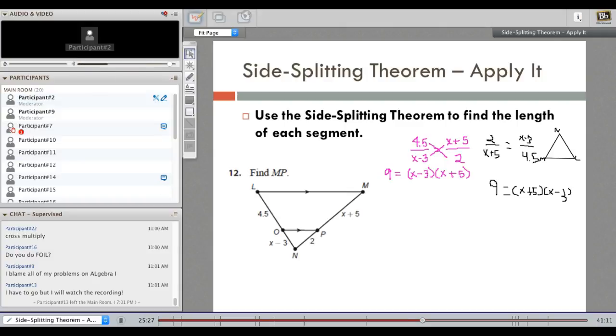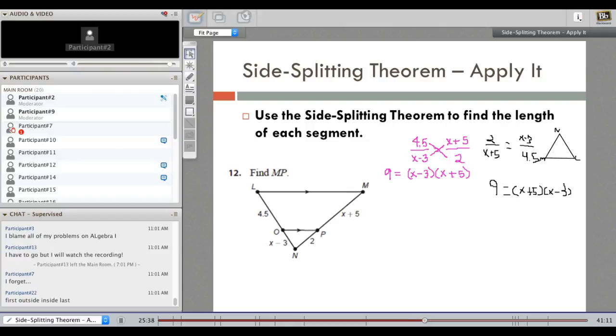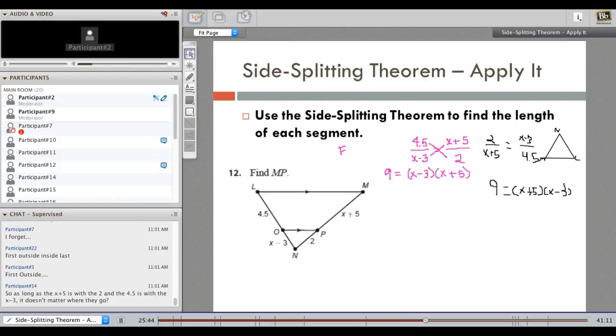Okay. So FOIL, what does that mean? Anybody remember that? Are you guys kind of like, oh, I kind of vaguely remember that. There you go, Ben. First, outside, inside, last. Nice. And that occurs anytime you have 2 things being added or subtracted in parentheses, and you have those parentheses being multiplied together.